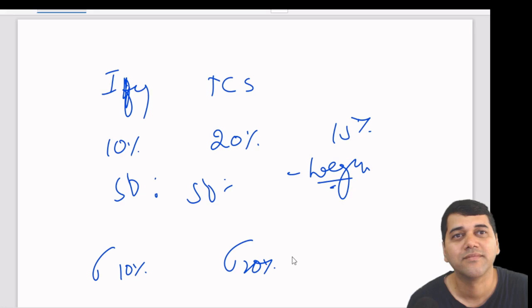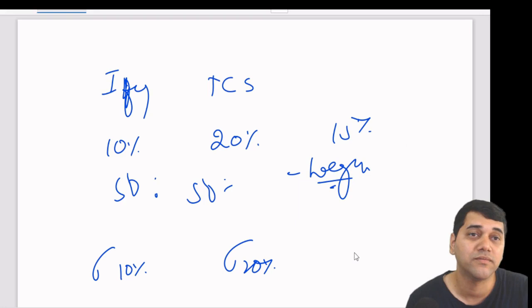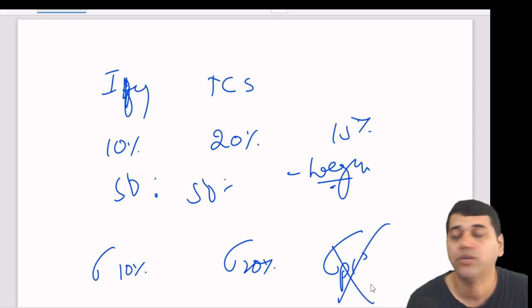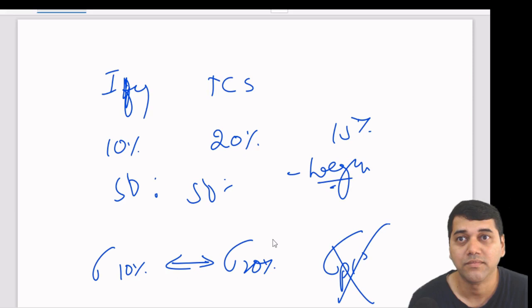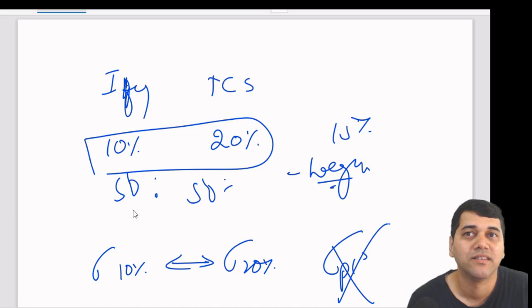If I invest in both of them 50-50, what is my portfolio's return? Will you say 15? Portfolio standard deviation? No. There is another method to calculate it. Why? Because when I talk about risk, I need to understand the relationship between these two, how they behave. It is not the weighted average. Return is the weighted average. Risk is not the weighted average. Followed, no?